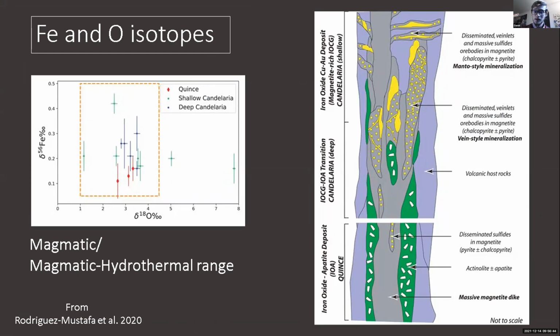Recent work by Maria and others from our group measured iron and oxygen isotopes, as well as trace elements in magnetites from Candelaria. And this orange box represents the expected range for magmatic to magmatic hydrothermal magnetites, in other words, high temperature. And so both the magnetite from deep and shallower in the Candelaria plot in this range. So results from this study provide evidence that magnetite crystallized from a cooling magmatic hydrothermal fluid, and a continuum exists between IOA and IOCG deposit types.